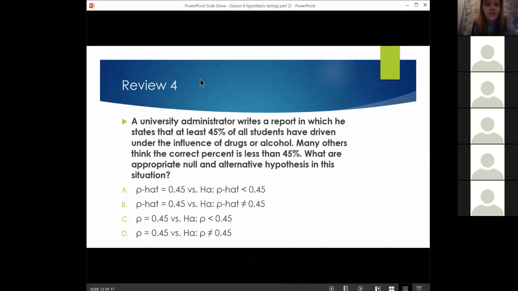All right, so a university administrator writes a report in which he states that at least 45% of all students have driven under the influence of drugs or alcohol. Boo, don't do that. Many others think that the correct percent is less than 0.45 or 45%. What are the appropriate null and alternative hypotheses in this situation? So go ahead and try to answer this one, and we will go over it.